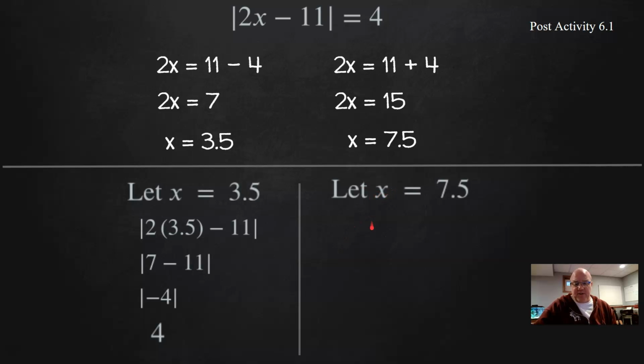Let's let x equal 7.5. If x is equal to 7.5, and I plug it into my absolute value, I get 2 times 7.5 minus 11. I want to know if that, in fact, equals 4. Well, that's going to give me the absolute value of 15 minus 11, which is the absolute value of 4, which does, in fact, equal 4. So we can see that both of these solutions work.